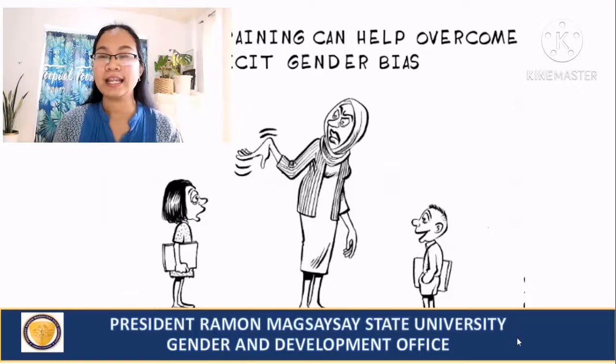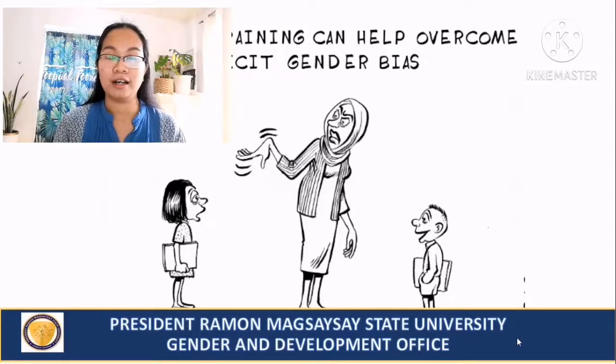Teacher training can help overcome explicit gender bias. So that's why we are having this training. So part of the program of education to attain gender fair education is to train the teachers so that they will be gender sensitive and gender responsive for obvious reason. So tayo yung unang nakakasalamuhan ng ating mga estudyante. So if we wanted to have gender fair education, especially when it comes to instruction, the learning materials, we have to train the teachers so that they will be gender sensitive and gender responsive.